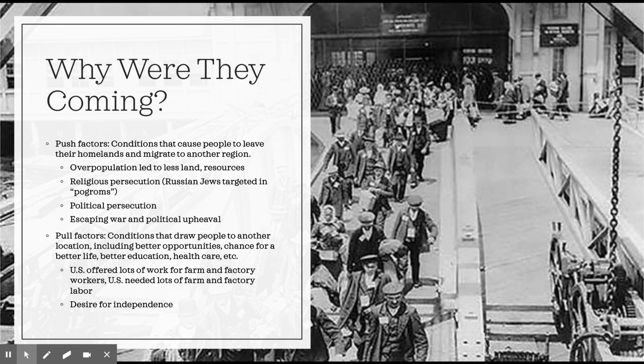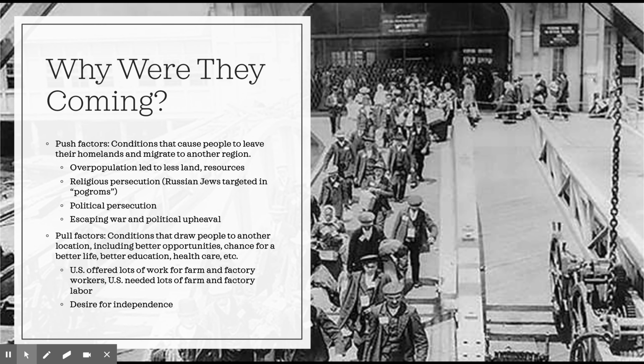And then we have something called pull factors. Pull factors are those conditions that encourage people to come to a particular place. The reason for them choosing to come here. So, for example, people also wanted to come into the United States because they knew that they could find jobs. They knew industry was blowing up here, so they knew they could find jobs in factories. They also knew there were a lot of farmlands. So some of them hoped to find their own farms in the United States.